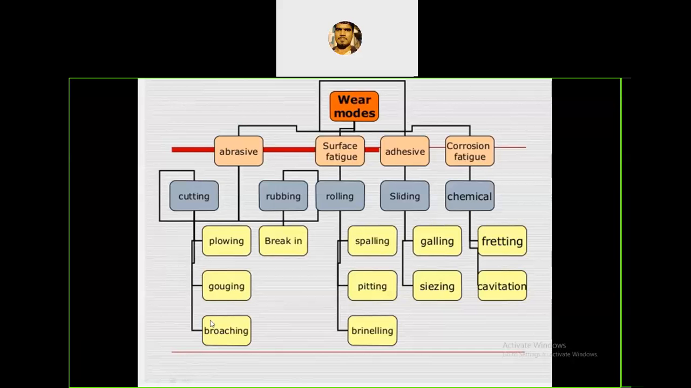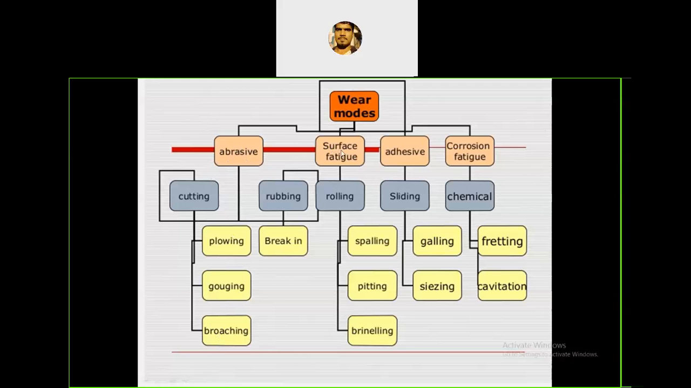Broaching is one type of cutting action that takes place in only one direction, and the cutting teeth are gradually increasing or decreasing. When it moves along the specimen it will create depth, either a groove or a hole. That is broaching. So these are all actions taking place under abrasive wear.